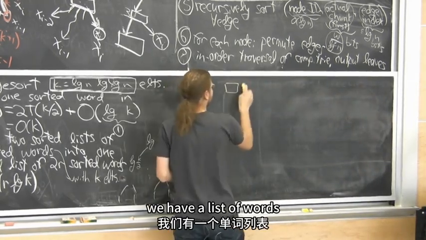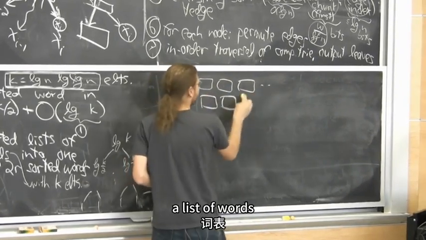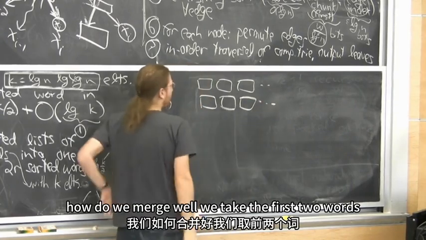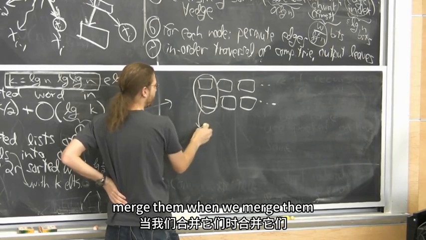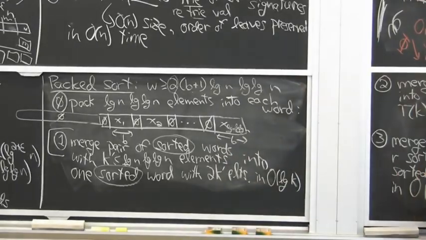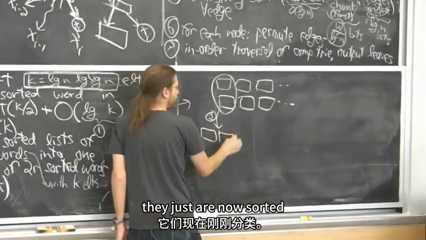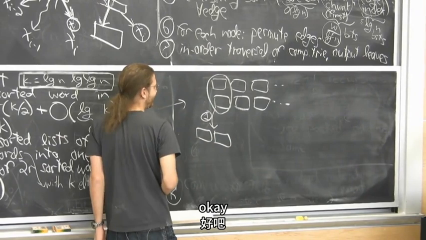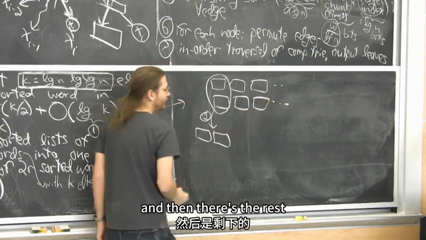We have a list of words. A list of words. How do we merge? Well, we take the first two words, merge them. When we merge them, and we know how to do this in log k time, by step 1, we get two words. They just are now sorted. Okay? So we've got these two guys sorted, and then there's the rest.